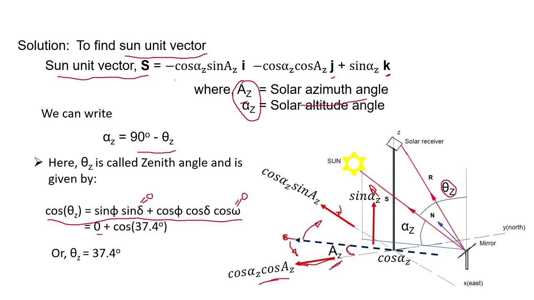And phi for Seville, Spain, was 37.4 degree. So we substituted it here, and we got theta z to be 37.4 degree. This way we determined alpha z. So alpha z comes out to be 52.6 degree. Now we need to substitute alpha z here. But before that, we need to find the solar azimuth angle also.